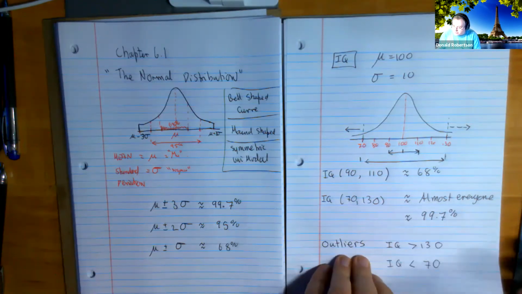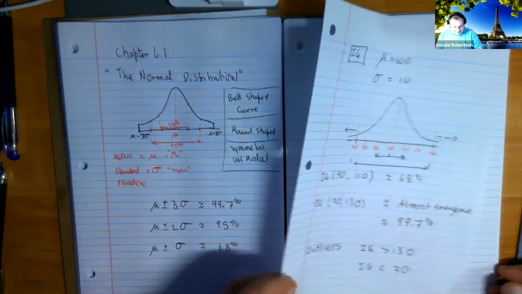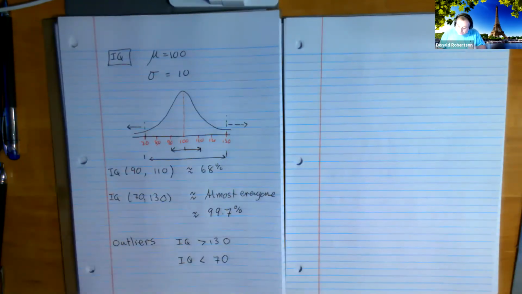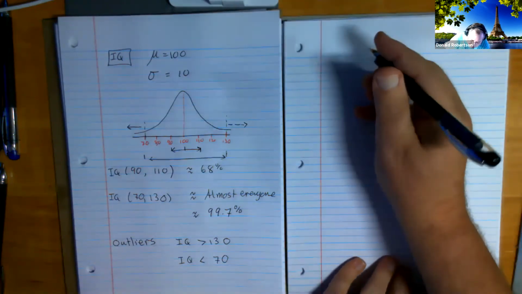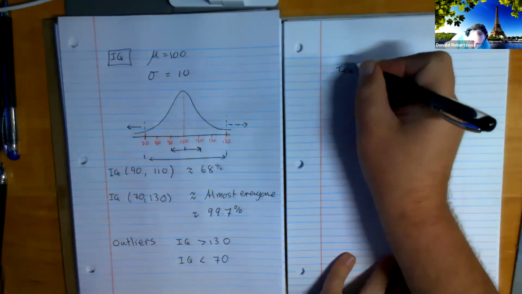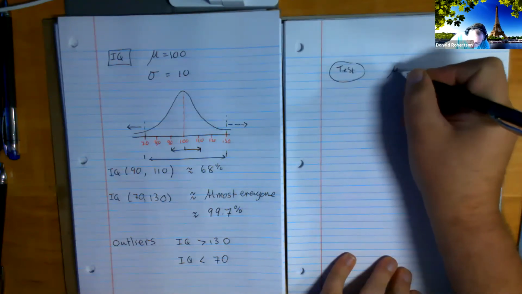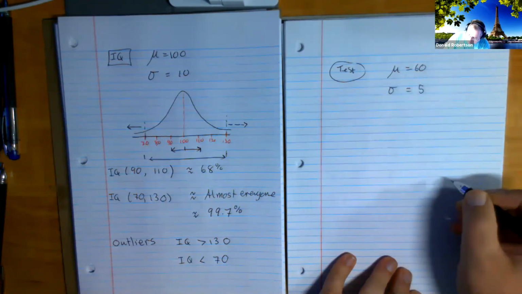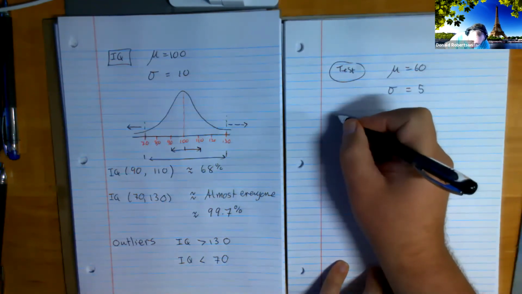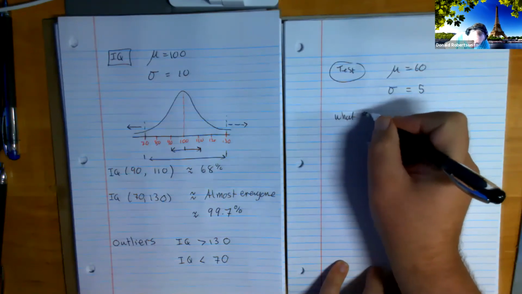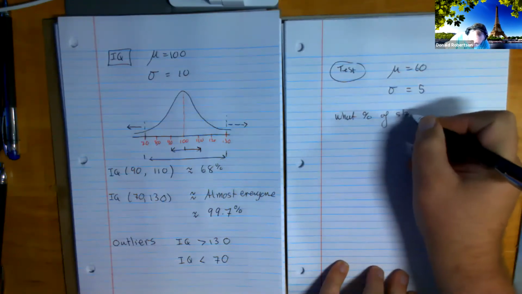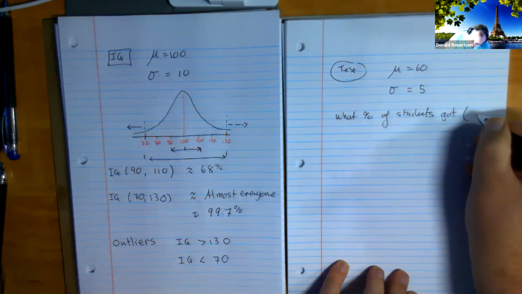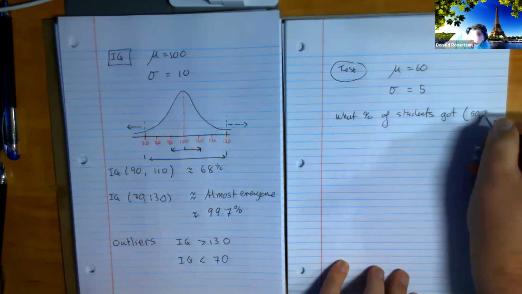So we now have a test to see if someone's an outlier. And we can also come up with percentages of what people are in a certain range. So let's do an example of that. Suppose there was a test, and in that test, the mean in the class was 60, and the standard deviation was 5. And we'd like to know what percentage of students got between 50 and 70.